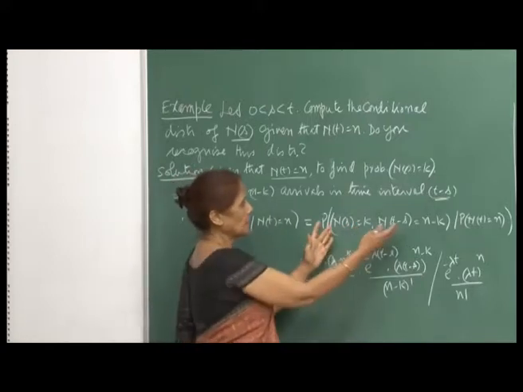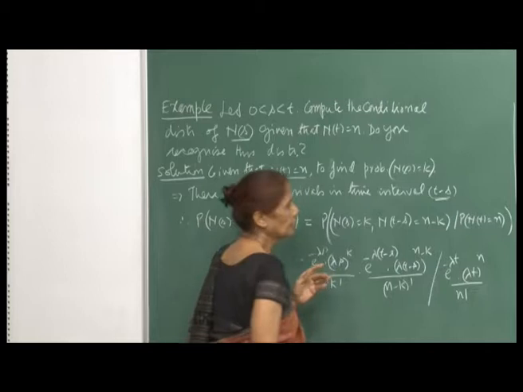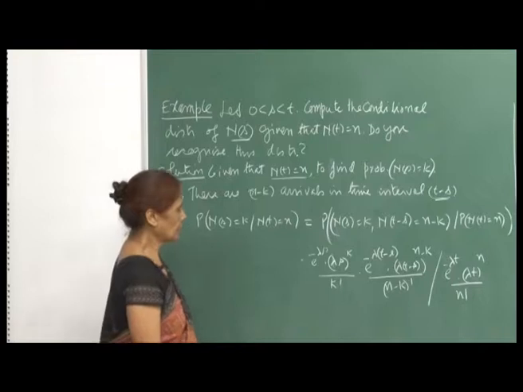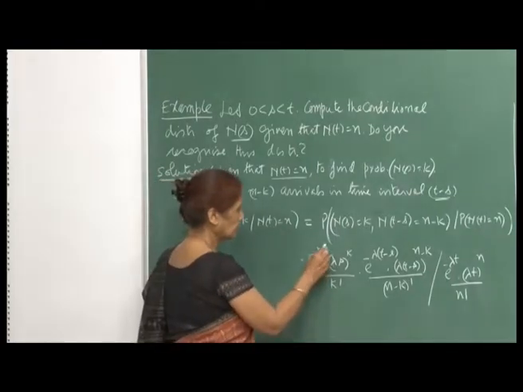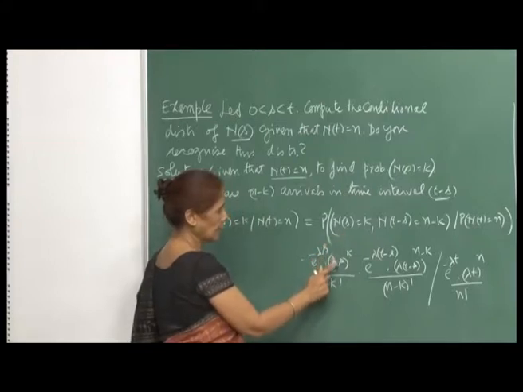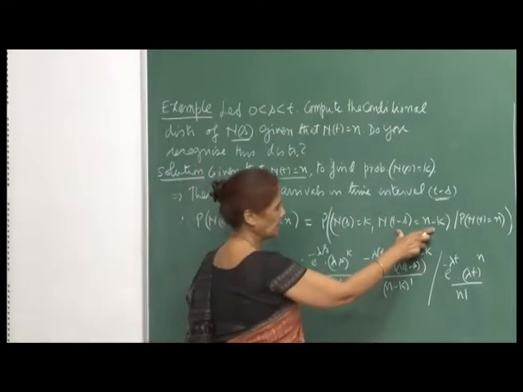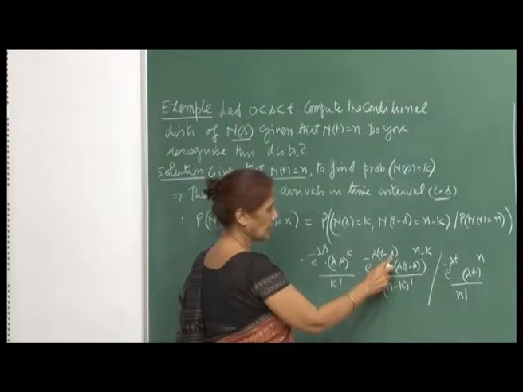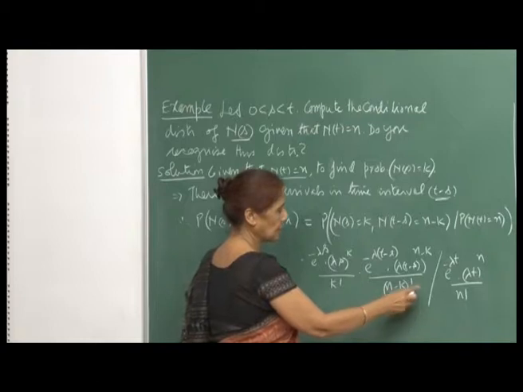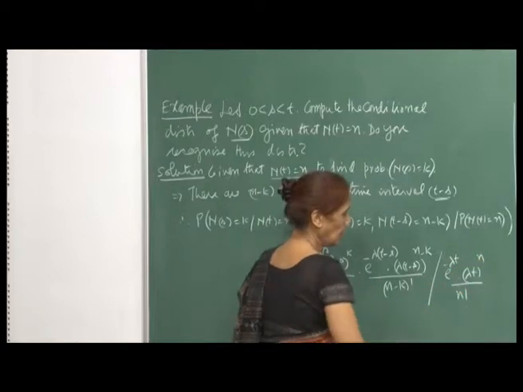So, therefore, this will be the product of these two probabilities in the numerator, and the denominator will be the probability that N(t) equals n. Okay. I hope this is clear. So, therefore, this probability is e raised to minus lambda s, lambda s raised to k upon k factorial, and this probability will be e raised to minus lambda (t minus s), lambda (t minus s) raised to n minus k upon n minus k factorial, divided by e raised to minus lambda t, lambda t raised to n upon n factorial. Okay.